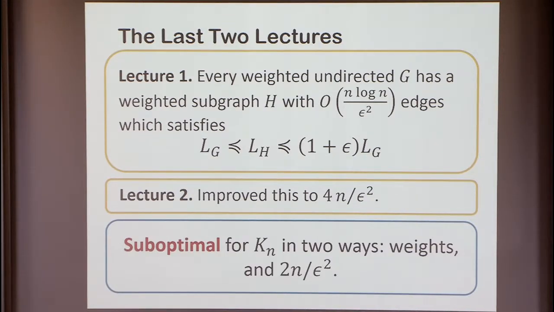But this is still not really the end of the story, because this bound is 4n over epsilon squared, and the graphs that we produce are weighted undirected graphs. In particular, if I apply this to the complete graph on n vertices, I get a weighted graph with 4n over epsilon squared edges. But I actually know that for the complete graph, the correct answer is 2n over epsilon squared, and I don't actually need these variable weights.